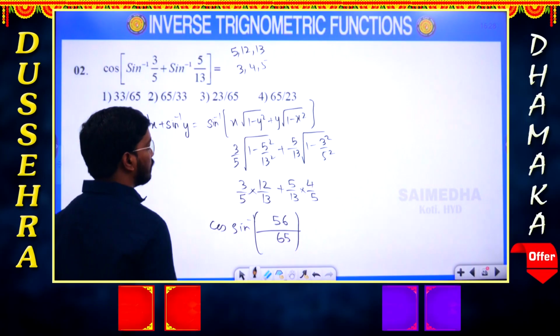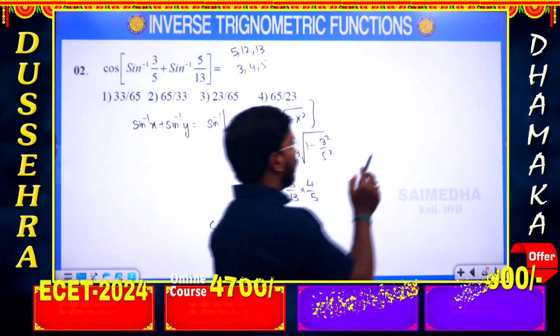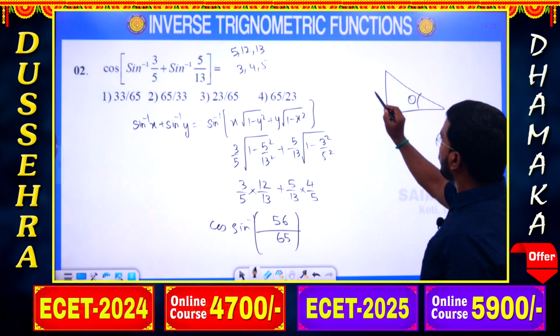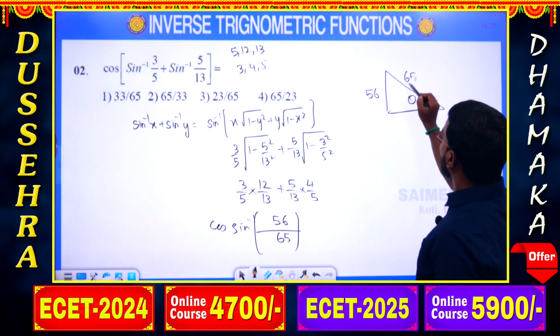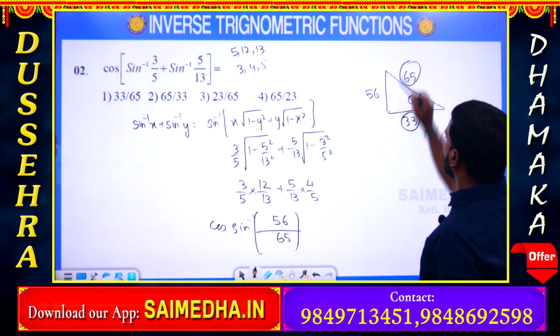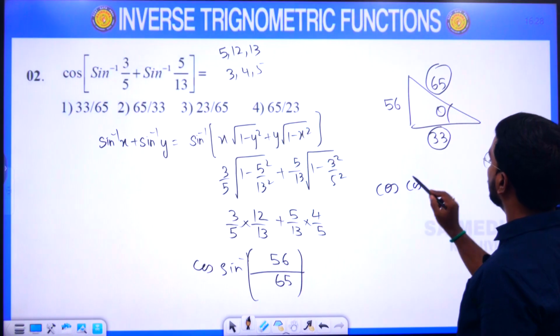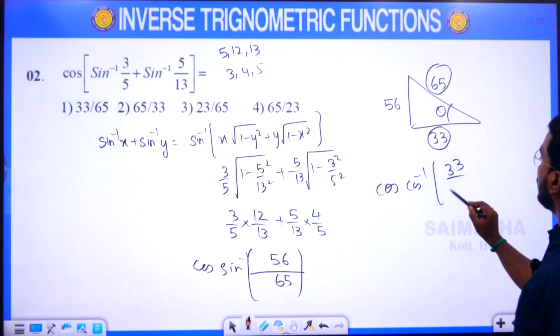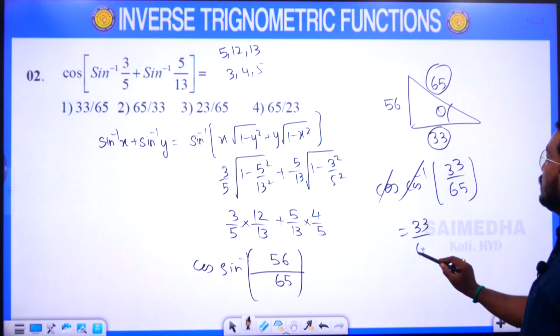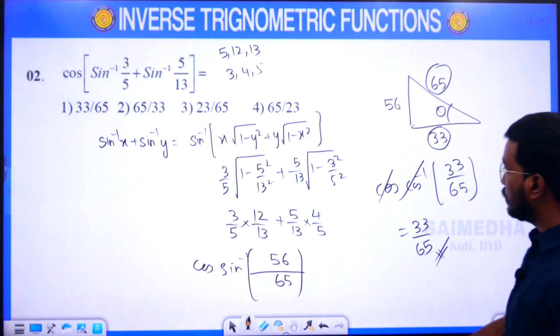Total outside we have cos. So now this sine inverse needs to be changed in terms of cos inverse. We know the triangle rule. Here theta, opposite is 56, hypotenuse is 65, adjacent is 33. Again it is a triplet. We require adjacent by hypotenuse. So what is the formula going to become? Cos inverse of 33 divided by 65. So what is the answer going to become here? 33 by 65. Go through it once.